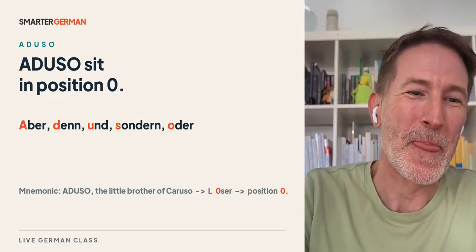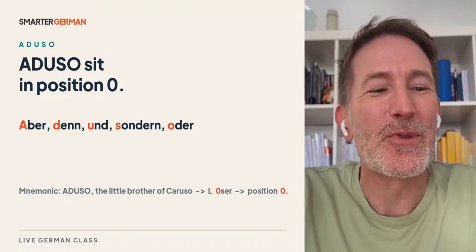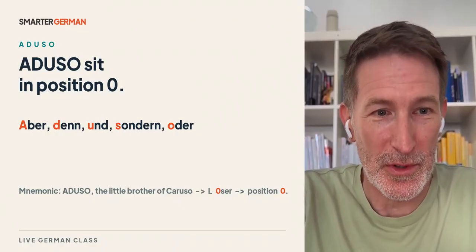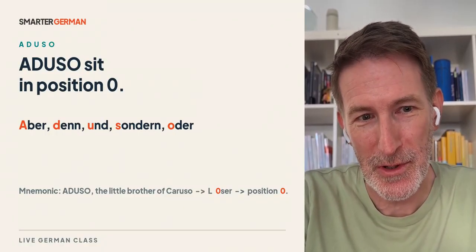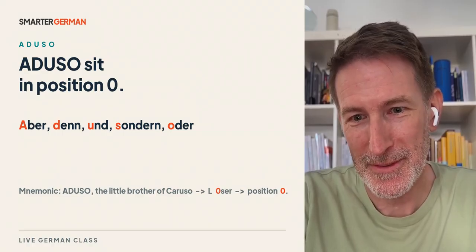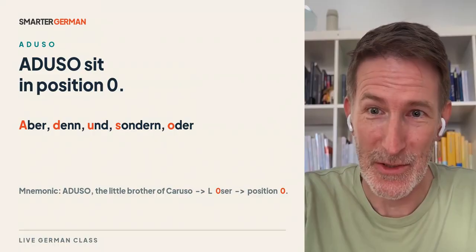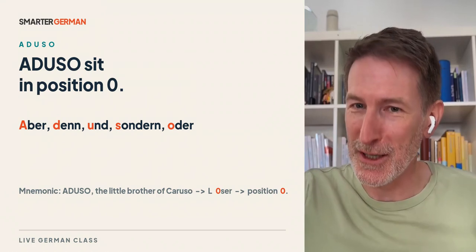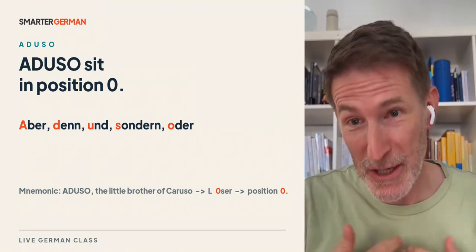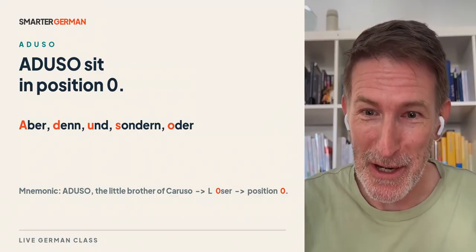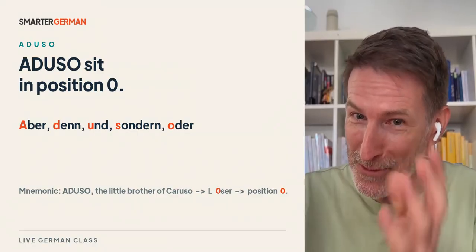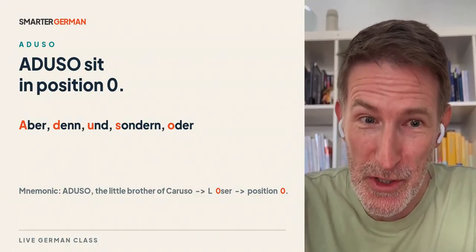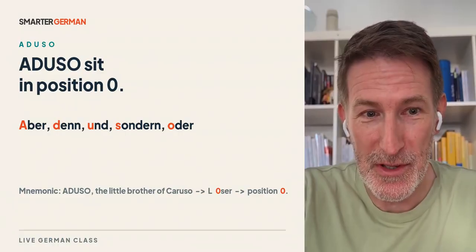ADUSO. Yeah, nice. So ADUSO is the little brother of Caruso. Anyone knows Caruso? Enrique Caruso? No? Oh, you're too young. Look him up. One of the most famous opera singers of all times. Not sure whether he's still alive. Everybody my age knows him in my culture. So his little brother, nobody knows. He's a loser. Loser because zero position.